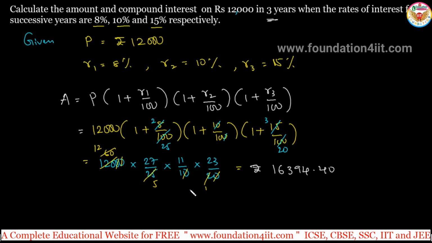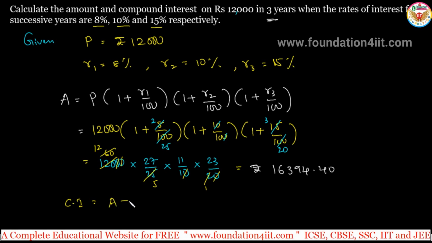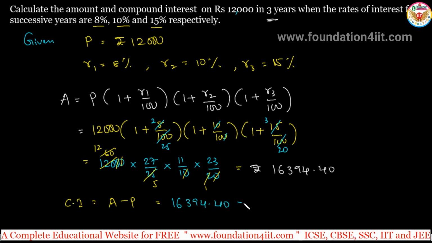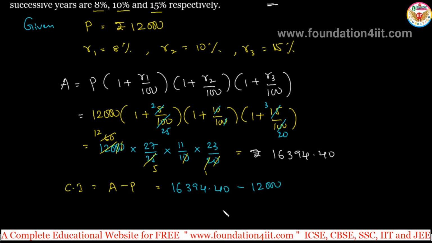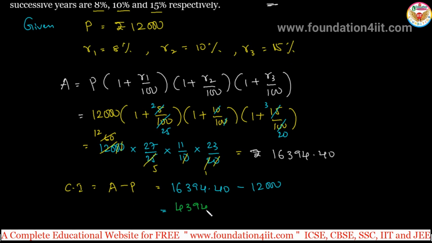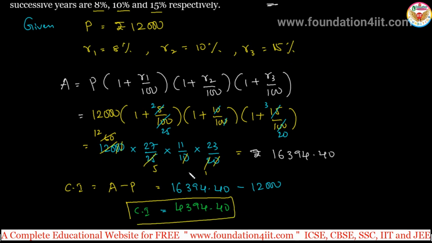Once you get the amount, then we need to find out the compound interest. Already we know compound interest is equal to A minus P. The amount we got here, 16,394.40, minus the principal, 12,000. We can subtract both, and that is the final answer. The remainder is 4,394.40. So this is the compound interest for 3 successive years.